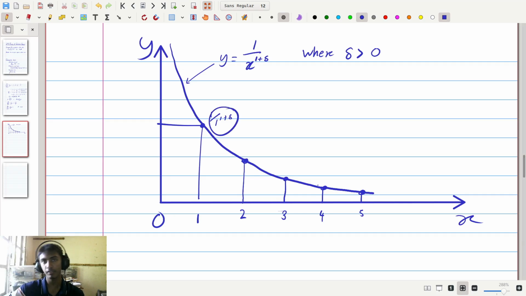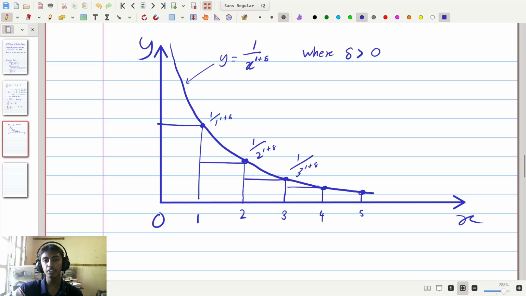This is going to be 1, but we'll just ignore that for now and go to the next one. For x equals 2, the y value of this point is going to be 1 divided by 2 to the power of 1 plus delta. For this point here, it's going to be 1 divided by 3 to the power of 1 plus delta. For this point here, it's going to be 1 divided by 4 to the power of 1 plus delta, and so on. Now, consider the area of the rectangles that I'm drawing out here.